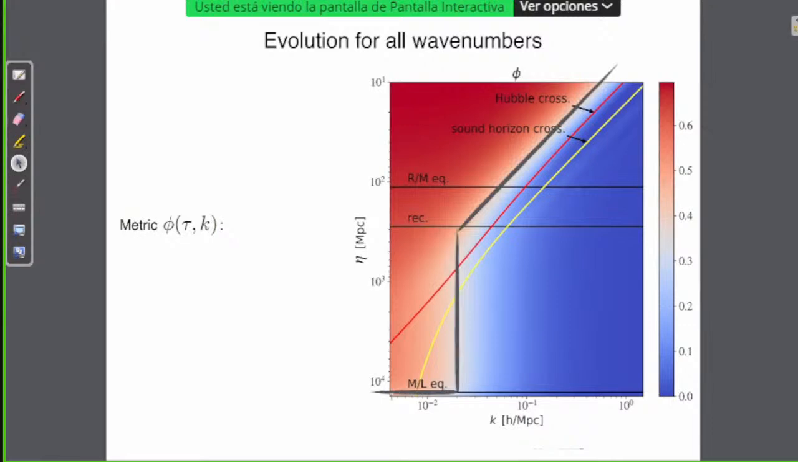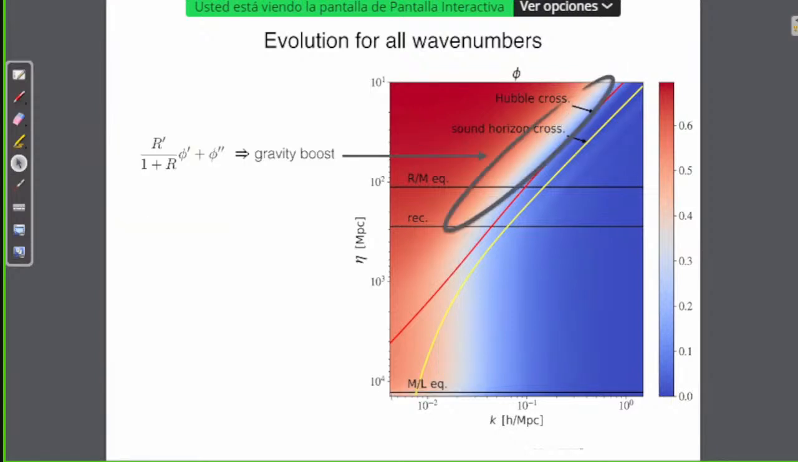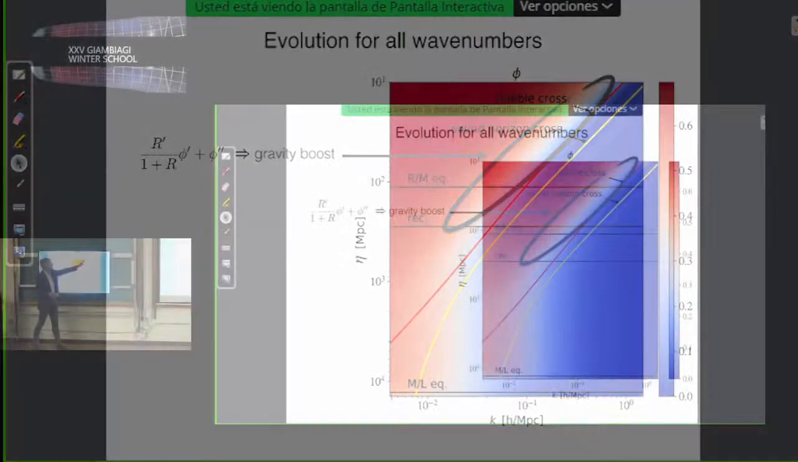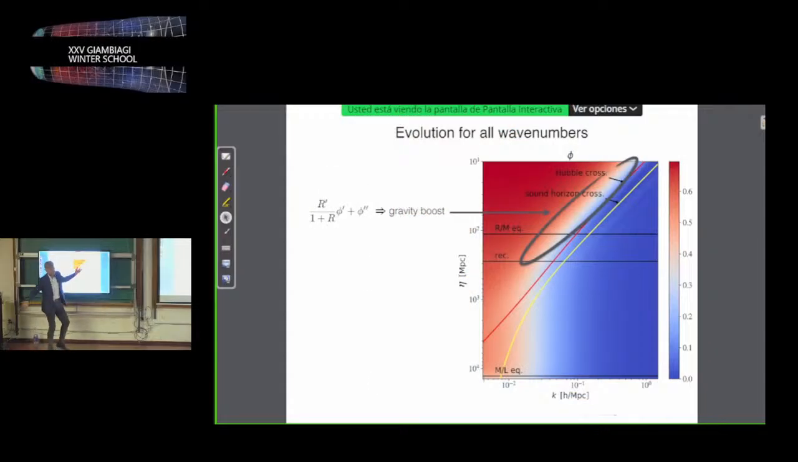Now this was just to support my discussion and highlight the trends, but I already explained this. The fact that here there is a very clear time derivative of phi, so the color changes very quickly when time evolves, means that this region is an important region for the gravity boost. This is where the amplitude of the acoustic oscillations gets amplified.